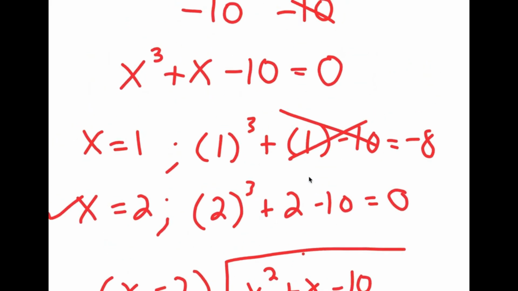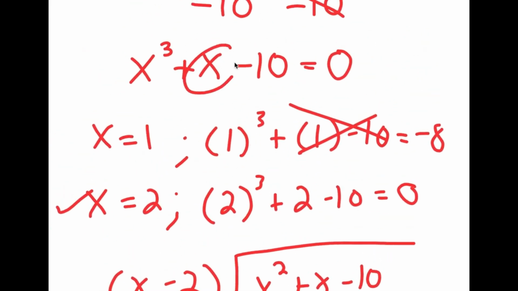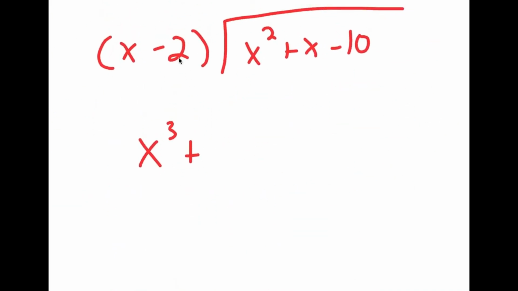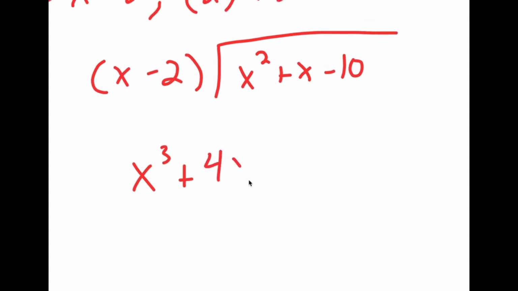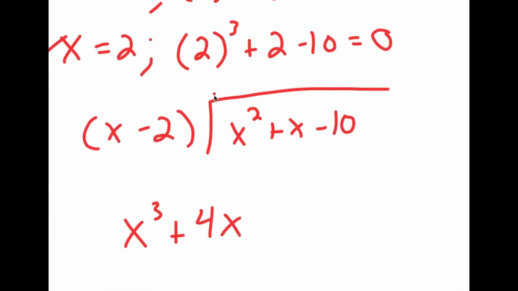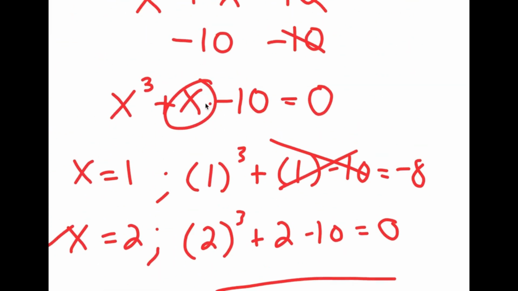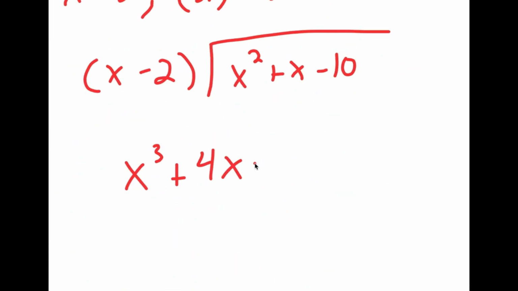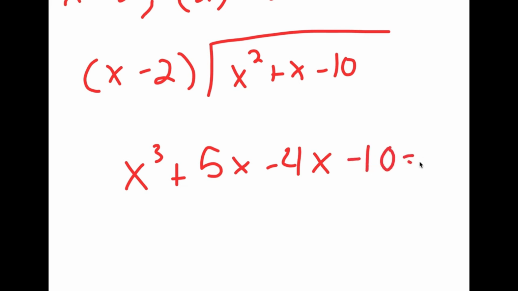However, what we can also do is rewrite x to the power of 3 plus x minus 10 as, well, what's 2 squared? 2 squared is 4, so I get plus 4x, and then because we have plus 4x, what is 4x plus what is equal to x? Well, 4x minus 3x, or we could also do 5x minus 4x. So we get x cubed plus 5x minus 4x minus 10 is equal to 0.